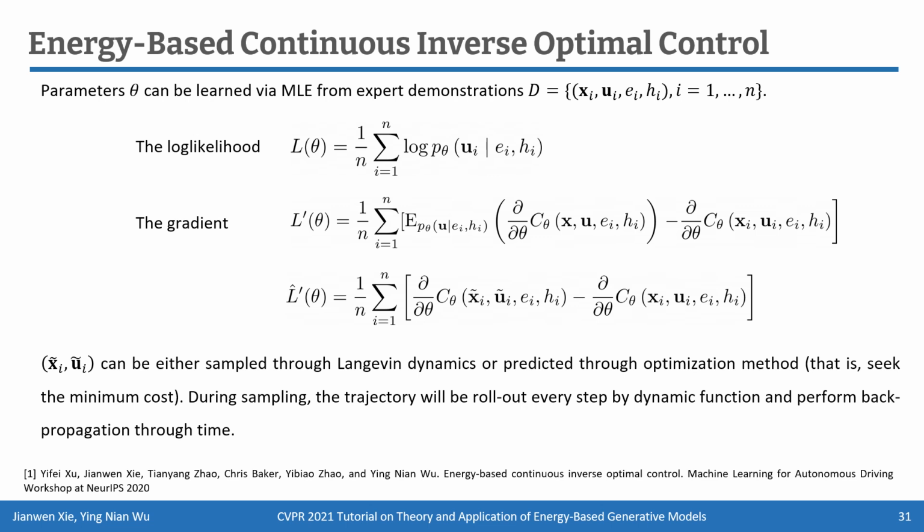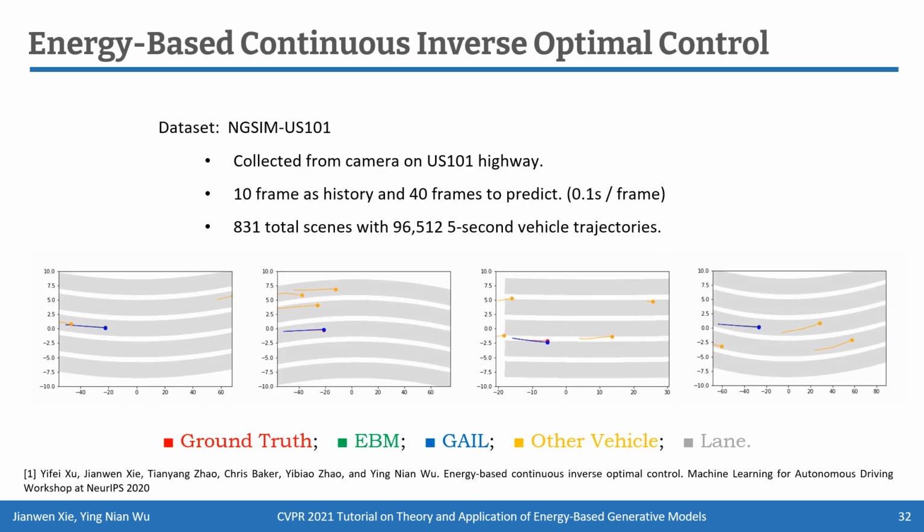The parameters of the cost function are learned by maximum likelihood with an analysis by synthesis scheme. For the synthesis step, the trajectory of x and u can be sampled by long-run dynamics or predicted by optimization methods that directly minimize the cost function. Once the cost function is learned, trajectory prediction can be performed by long-run sampling from the conditional distribution.